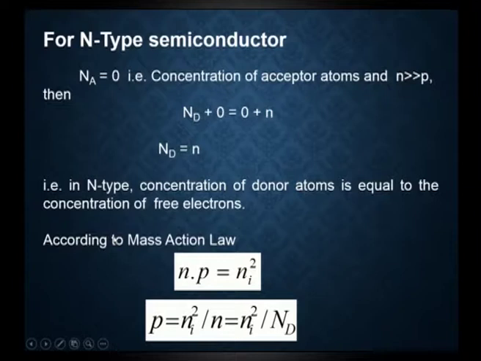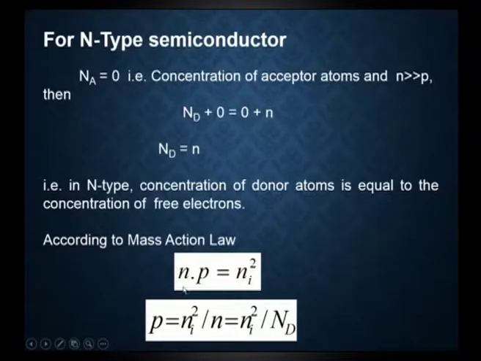We also come across the mass action law, which defines Np equal to Ni square, where Ni is the intrinsic carrier concentration. That is, the product of the number of electrons and the number of holes is equal to the square of the intrinsic carrier concentration. This can also be written as P is equal to Ni square divided by N, where N is, as we already know, equal to Nd, the concentration of donor atoms.